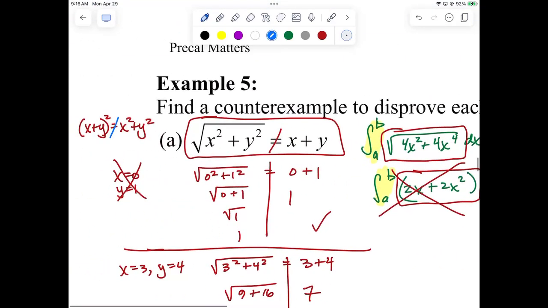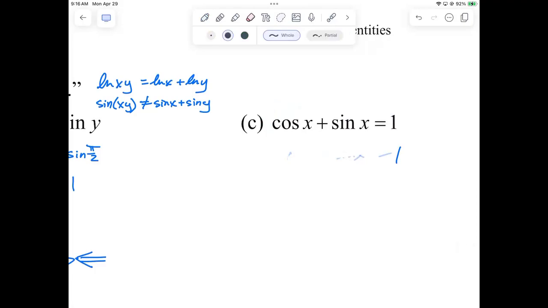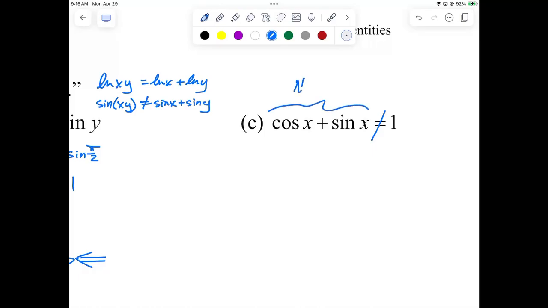No, we just proved that over here on part A, didn't we? It doesn't work with x and y. It doesn't work with cosine and sine. So you're right. This is not true. In order to be Papa Pid, the angles have to be squared. This is not squared.